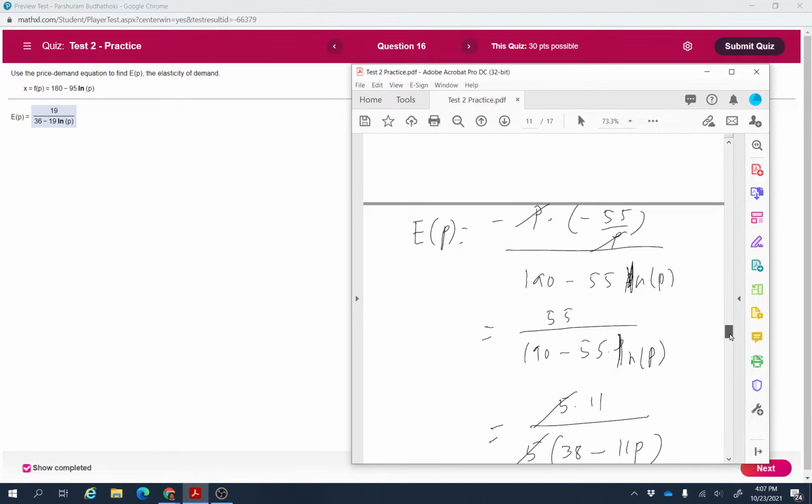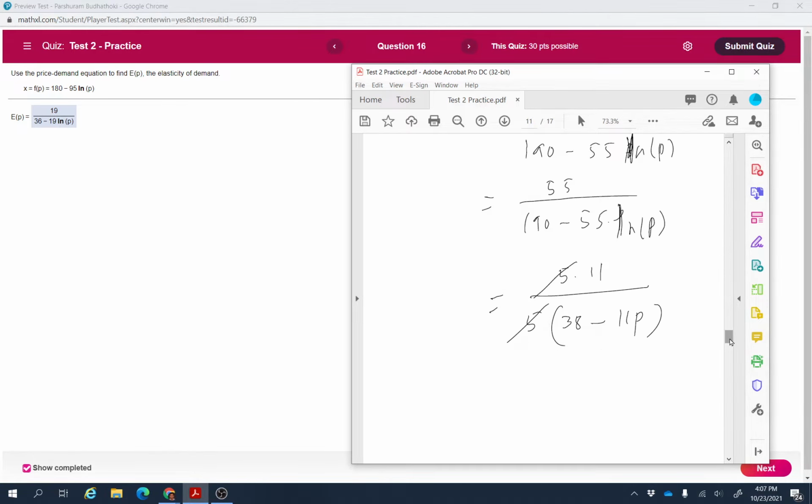So the answer should be 11 over 38 minus 11 ln of p instead of just p. That was my mistake. So I tried to do another problem, so it just gave me different numbers, and then I realized that I was missing ln.